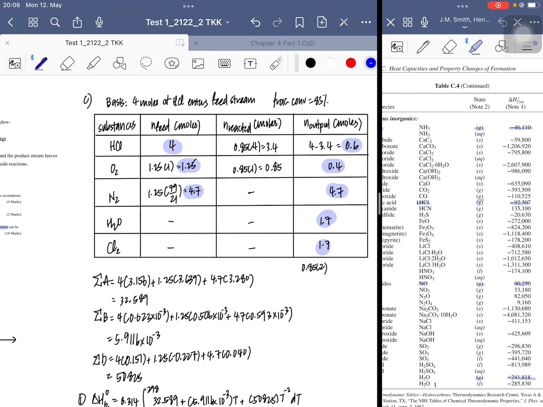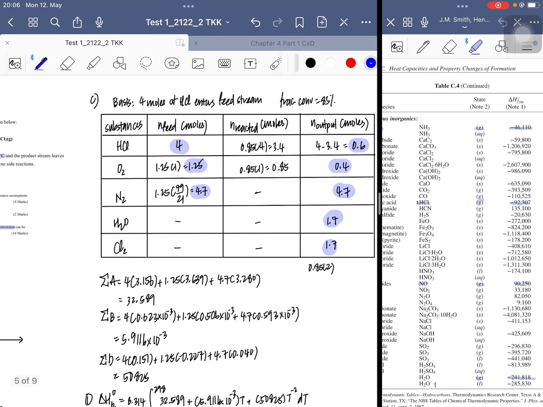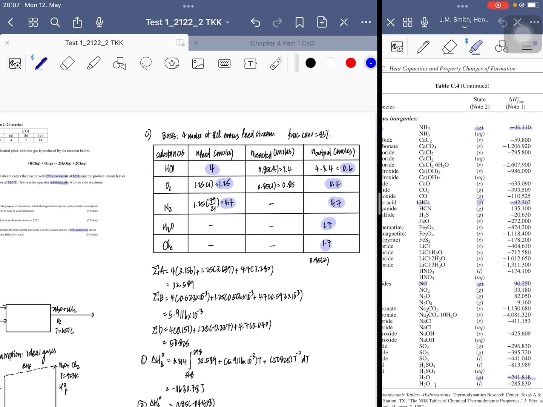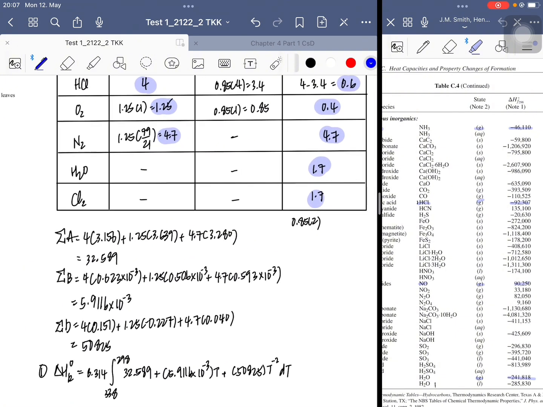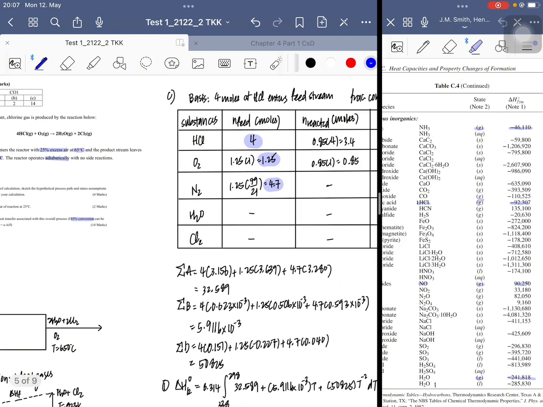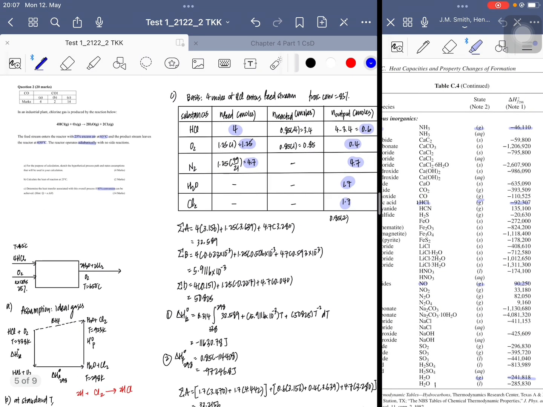And then for moles of output, this is just maths. N output is just N feed minus N reacted. You get excess of 0.6. Same for O2, which is 1.25 minus 0.85. I'll get 0.4. Since N2 is not involved in this reaction, it's just 4.7 for N output. And H2O, 1.7, is because, as we know, for stoichiometric coefficient, if they say that 4 moles of HCl produces 2 moles of H2O. So yeah.